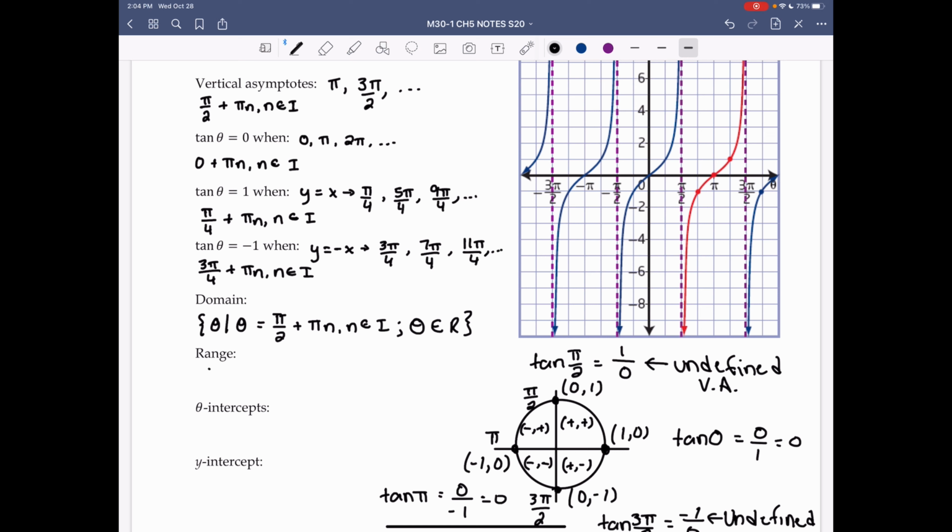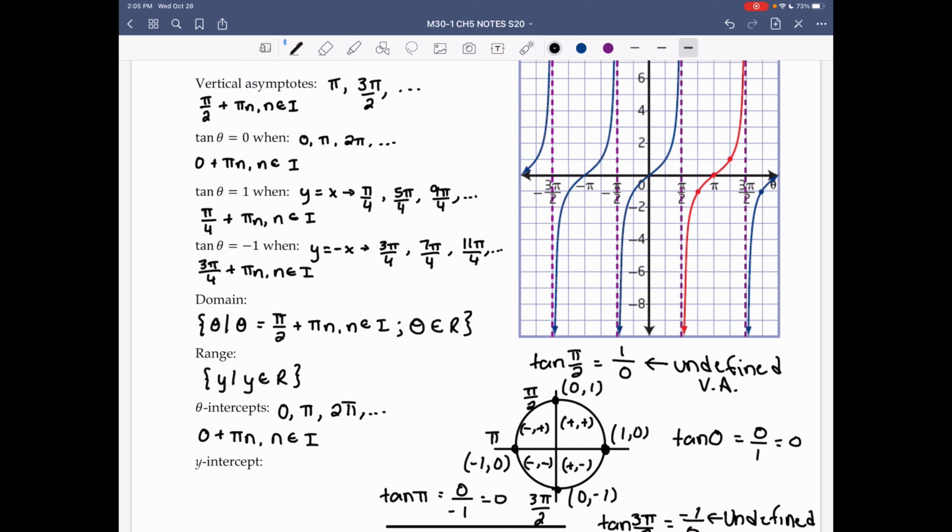The range for tan theta is just all y values. The theta intercepts, or the x-intercepts: when is tan theta equal to 0? We saw in our unit circle that that happened at theta equals 0 and also theta equals pi. So at 0, pi, 2 pi, etc. Then the general form would be 0 plus pi n, where n is an element of I, or just pi n, where n is an element of I.